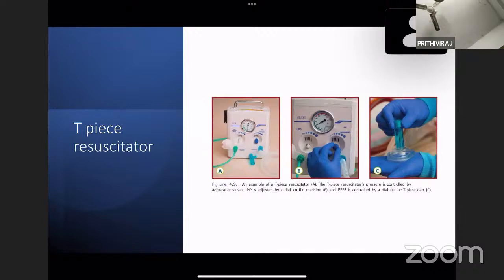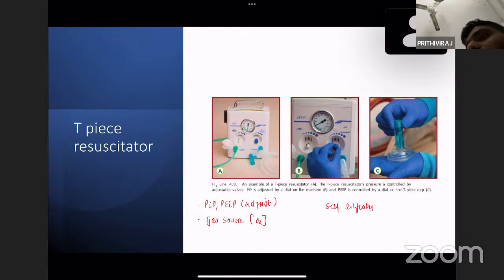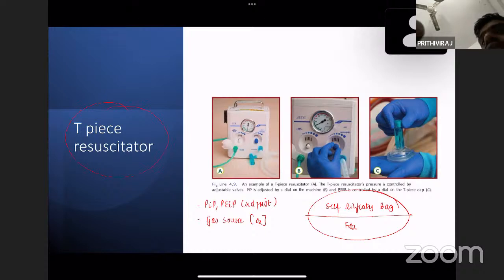So this is the T-piece resuscitator which we use because it gives both PIP and PEEP. You can adjust them, but the disadvantage is they require a gas source. Without oxygen support, they cannot give, whereas your self-inflating bag, which I was discussing, doesn't require any gas. So with room air itself, you can perform. So in a resource limited setting, we use the self-inflating bag, whereas where resources are present, like in a medical college hospital, we use the T-piece. This is the recent update, and guidelines recommend that if it is present, always go with the T-piece rather than the self-inflating bag.